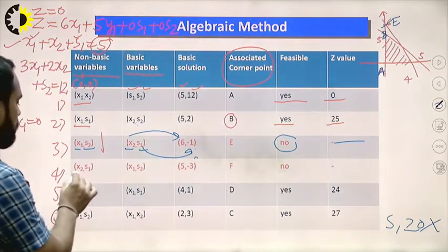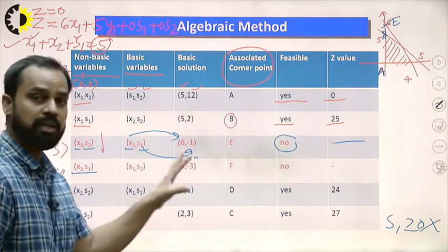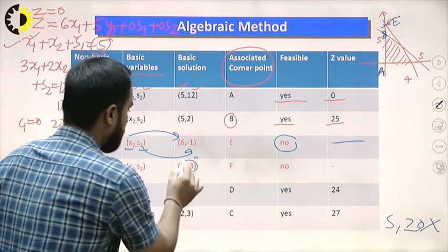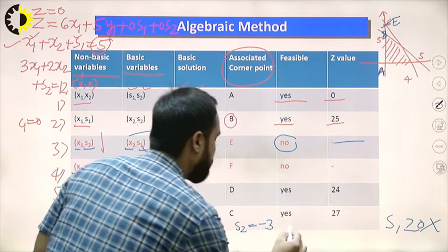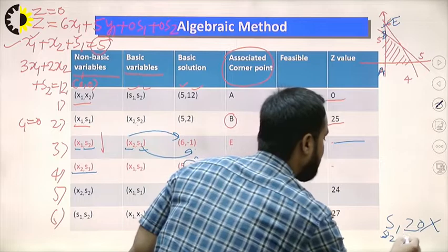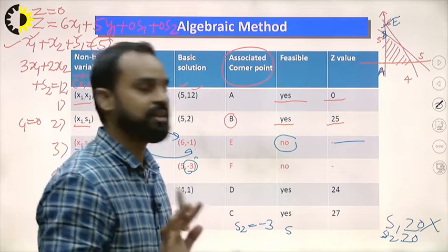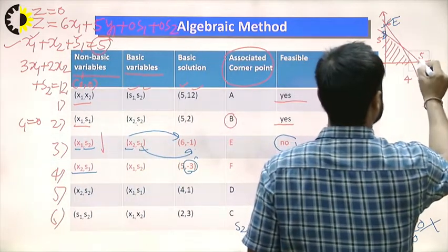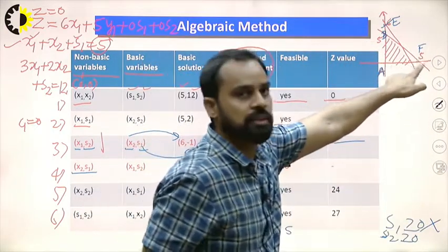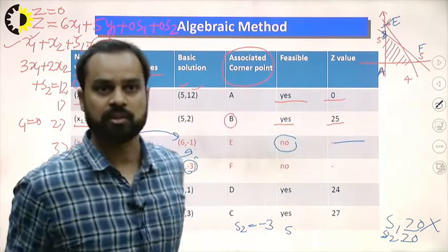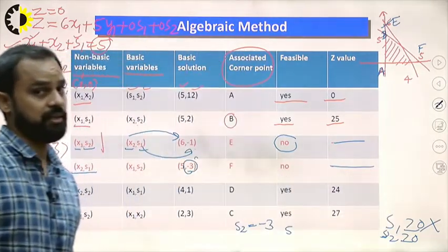So in the next combination, we are putting x2 and s1 equal to 0, and we are getting x1 and s2, 5 minus 3. Again the same thing, minus 3. S2 is negative. As long as S2 is negative, it violates the non-negativity restriction. If it violates the non-negativity restriction, it is also not in the feasible region, and this point is representing F. This point is here, F. But we can easily see in the graph this point F is not associated with the feasible region. So that's why at this point again we are not calculating the value of Z.